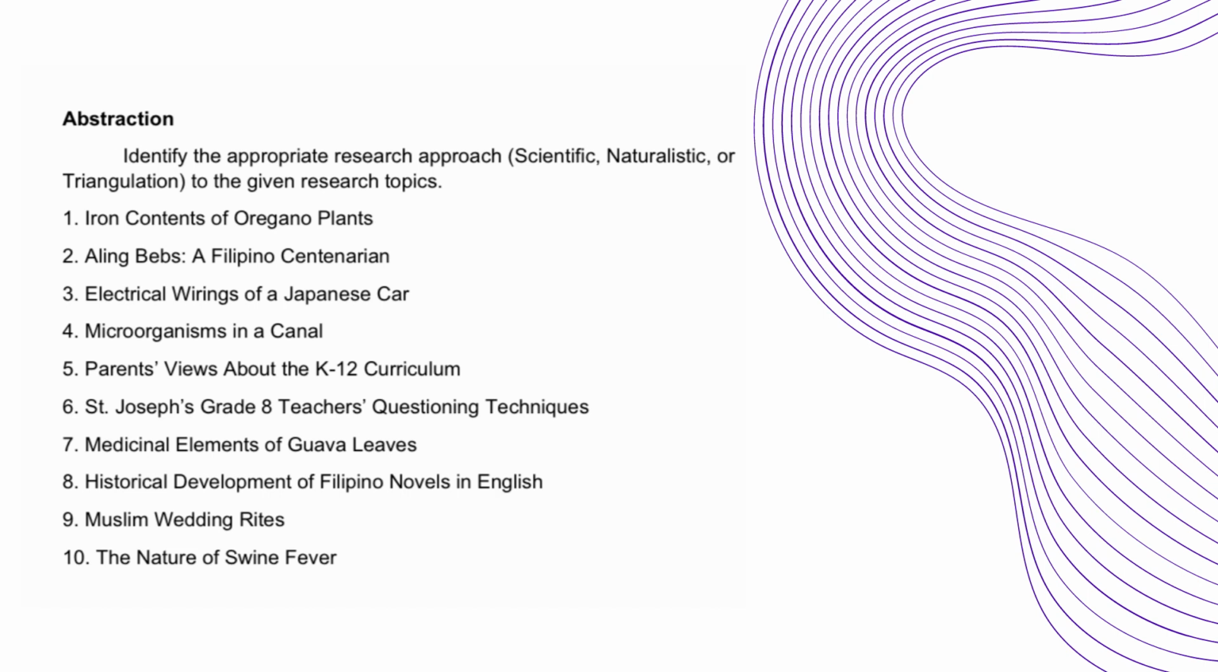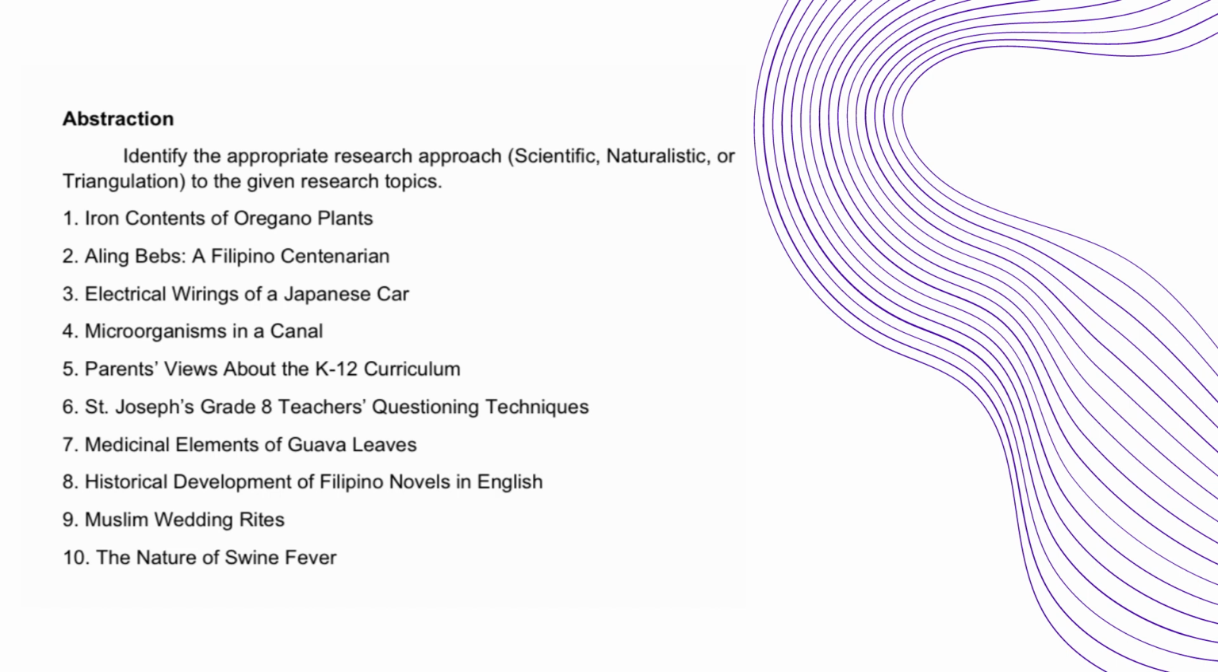Number two, Aling Bibs, a Filipino centenarian. Data here must be gathered through interview, so the approach should be naturalistic. Number three, electrical wirings of a Japanese car. This study demands ways or processes, so the approach should be scientific. Number four, microorganisms in a canal. The variable is microorganisms, so the approach should be scientific.